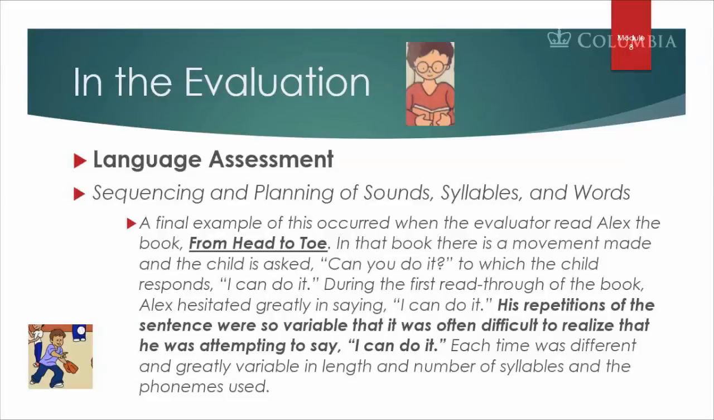Here is how this appears in the written evaluation. A final example of this occurred when the evaluator read Alex the book From Head to Toe. In that book, there is a movement made and the child is asked, can you do it? To which the child responds, I can do it. During the first read-through of the book, Alex hesitated greatly in saying, I can do it. His repetitions of the sentence were so variable that it was often difficult to realize that he was attempting to say, I can do it. Each time was different and greatly variable in length and number of syllables and the phonemes used.